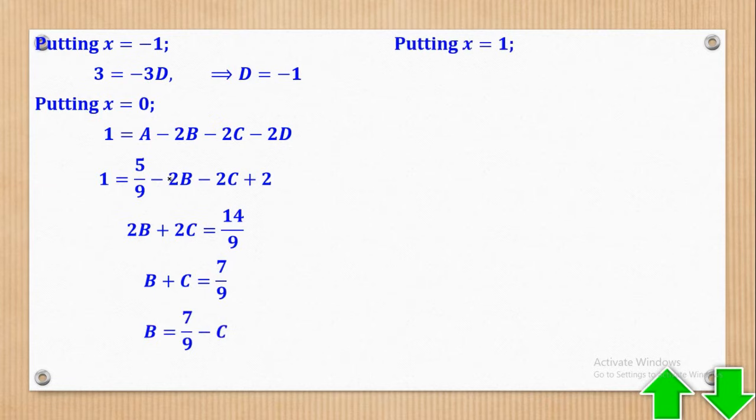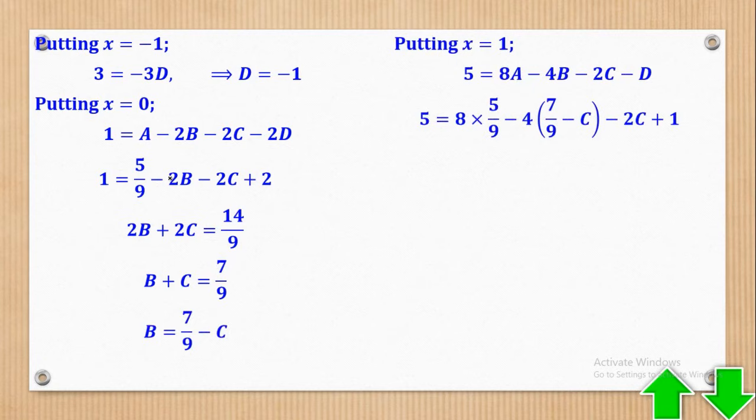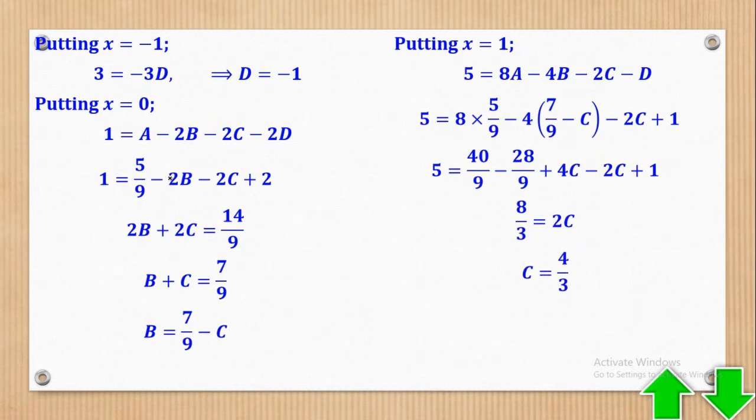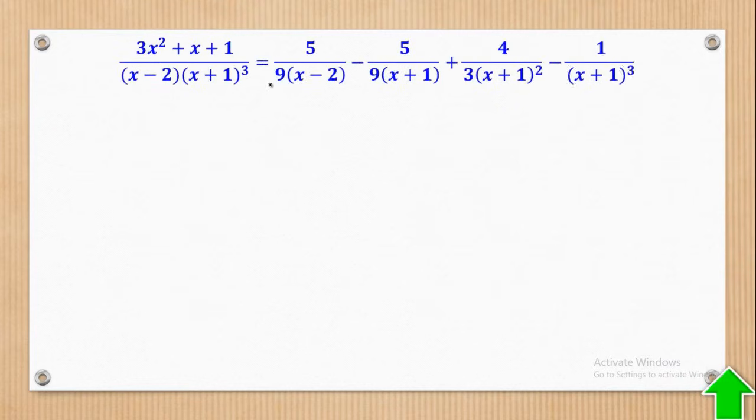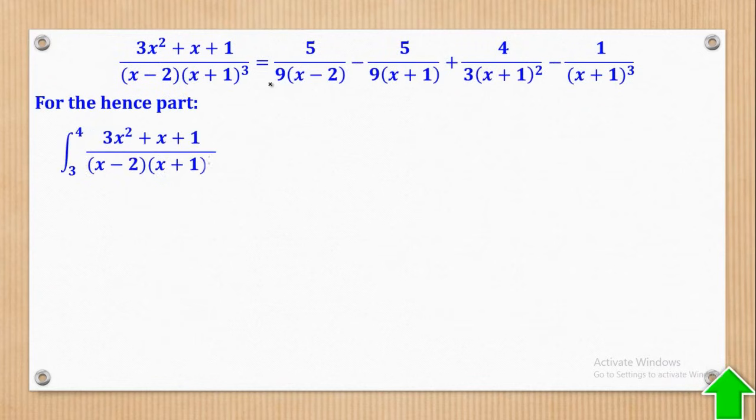Then put x equal to 1, I'll come up with that. Substitute and simplify until you come up with the value of c. After getting c, I can get the value of b from here. So now I can write my partial fraction, which will be that. Then for the hence part, I have to integrate.